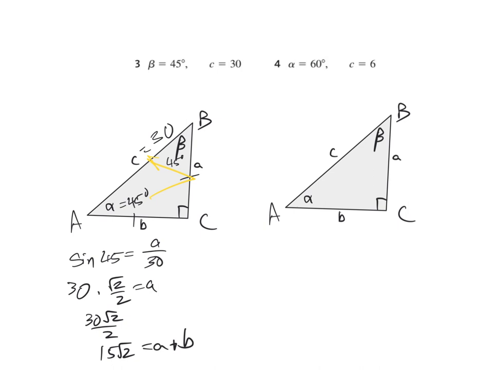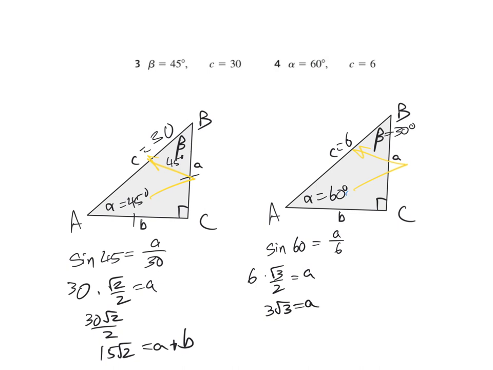Number four, alpha is 60 degrees. C is 6, okay? So again, B, or beta, is 30 degrees. So we're going to use 60 because that's what we were given. Opposite over hypotenuse, so that's going to be the sine of 60 degrees equals A over 6, or 6 times sine of 60 degrees, the y value is square root of 3 over 2. And that's equal to A, or 3 square root of 3. That's A. Now how do we get B?